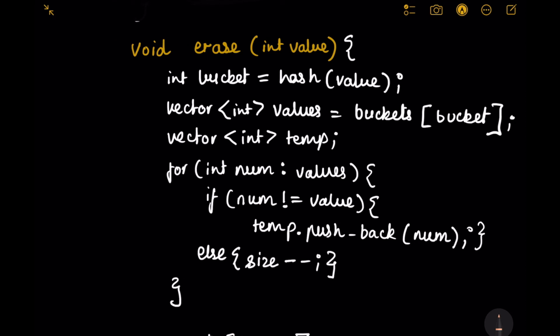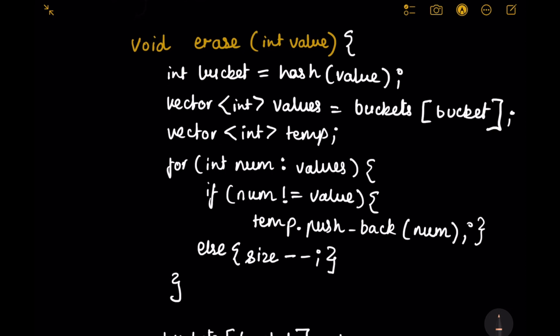Now the next important method that we have to discuss in the hash set is the erase, or delete, method. It takes the value as input, and if that value is present in our set, it will delete that value. If that value is not present in the set, it will do nothing and just return. As always, we first need to determine the index or the bucket where this value is going to be present. So we take the hash.